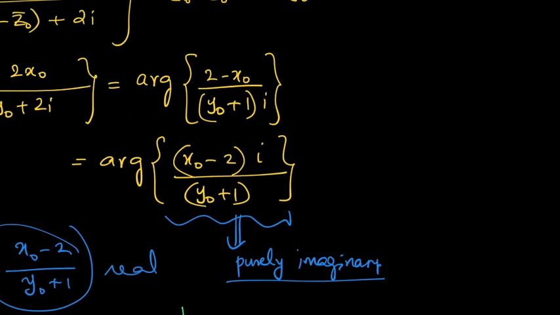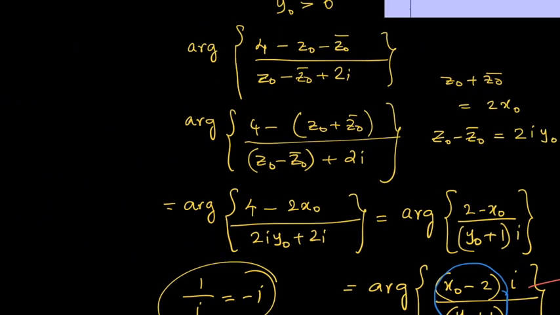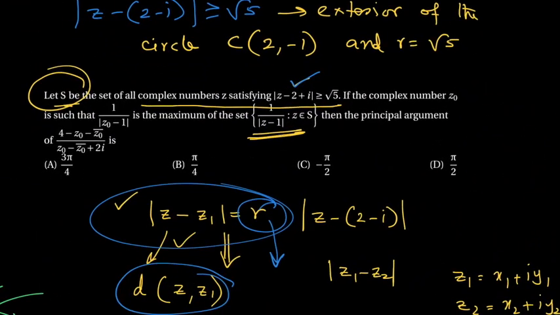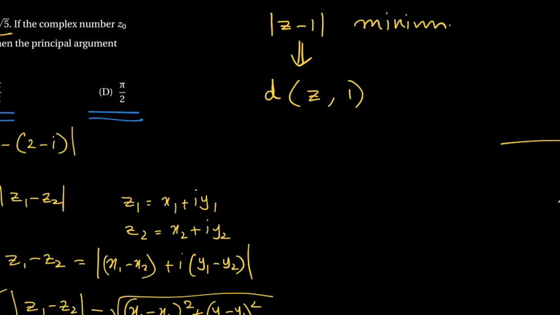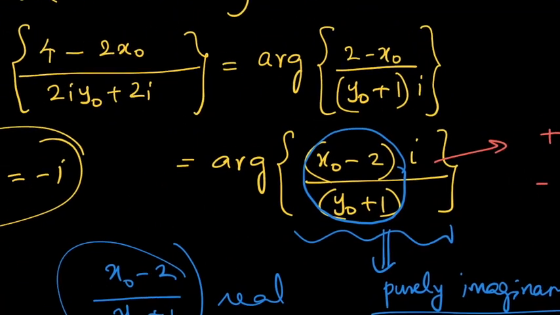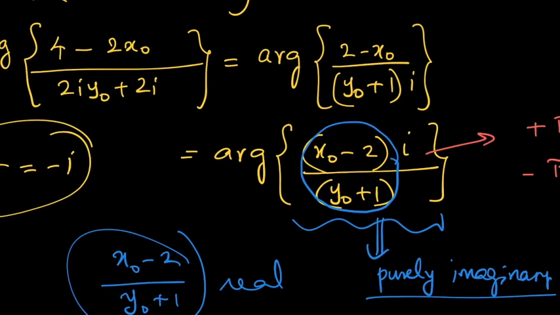So this answer is going to be either plus pi by 2 or minus pi by 2, depending on whether this quantity is positive or negative. Now let's look at the options. Unfortunately, in the options we have both given. So we should know the sign of this quantity, but it's very easy.